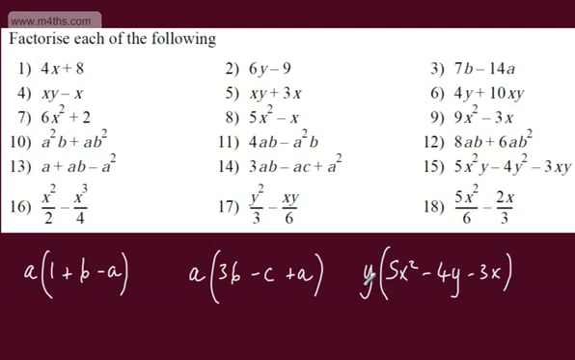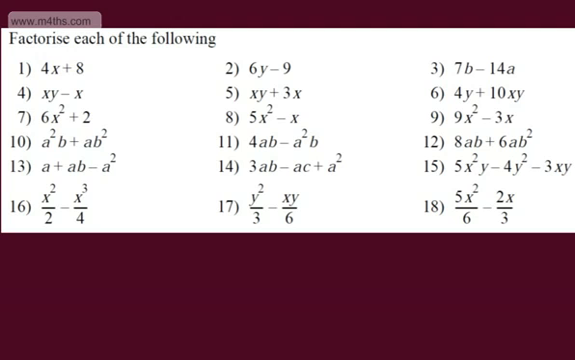Check it by expanding it if you're unsure. y times 5x squared will give us 5x squared y. y times minus 4y will give us minus 4y squared. And then y multiplied by minus 3x will give us minus 3xy.